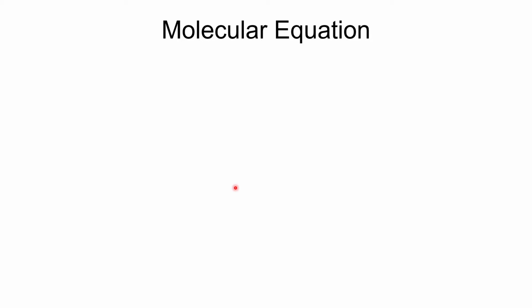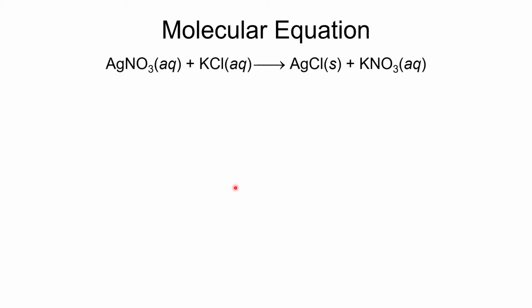So let's start with the molecular equation. So here I've got a balanced molecular equation that I've given you, and you'll see that we've got silver nitrate plus potassium chloride, and it gives us silver chloride, the AgCl, which is the solid, plus potassium nitrate. So it treats these as molecules. Even though they're ionic compounds, this equation kind of treats them as molecules.